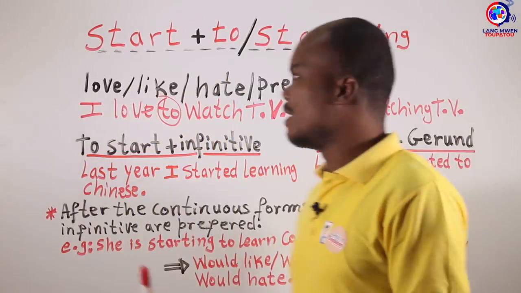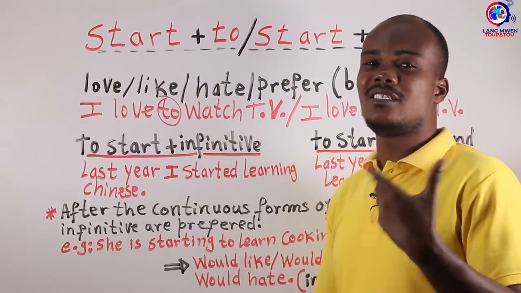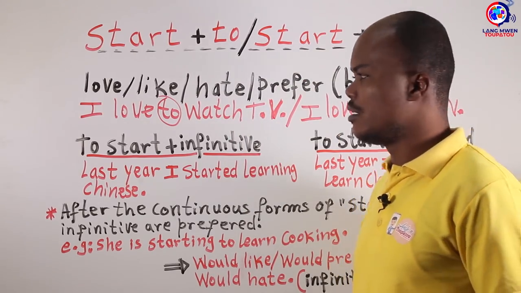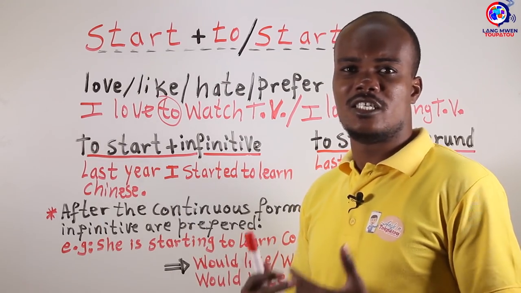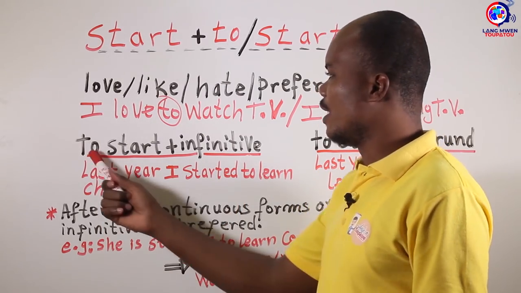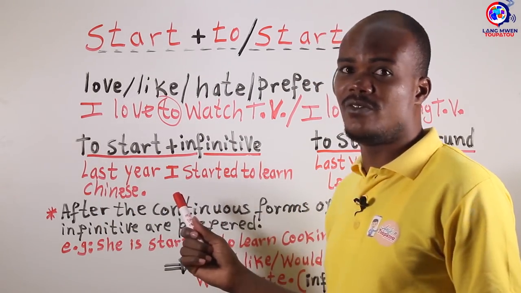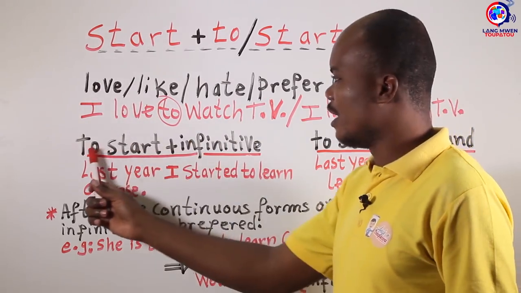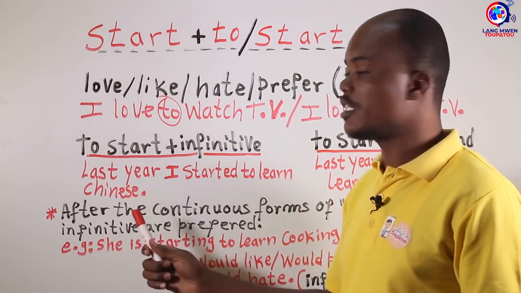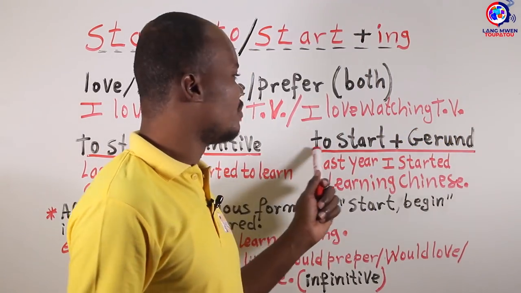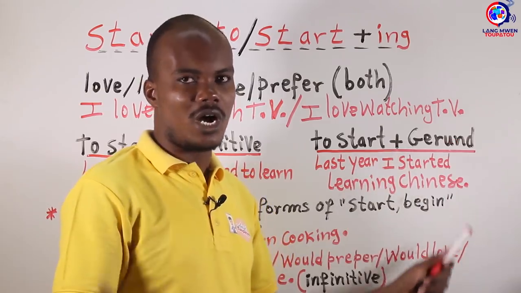Let's get back to the subject. Antoine dans le sujet, est-ce que c'est start to ou bien start plus ing que nous capable dire? For to start, you can use both. Ou capable d'utiliser les deux. You say to start plus infinitive, the same as these verbs. You say to start, ou capable d'utiliser to start avec infinitif. And at the same time, you can use the verb to start plus gerund.